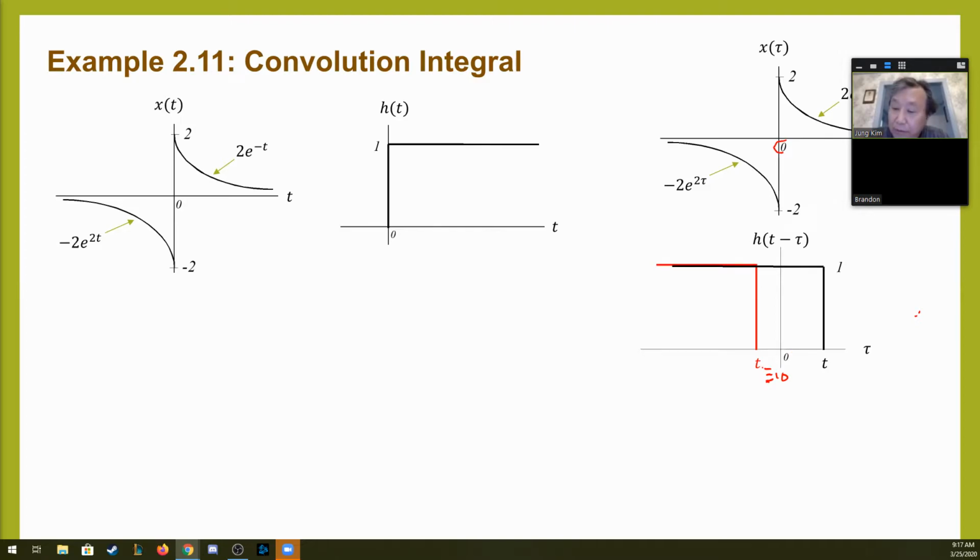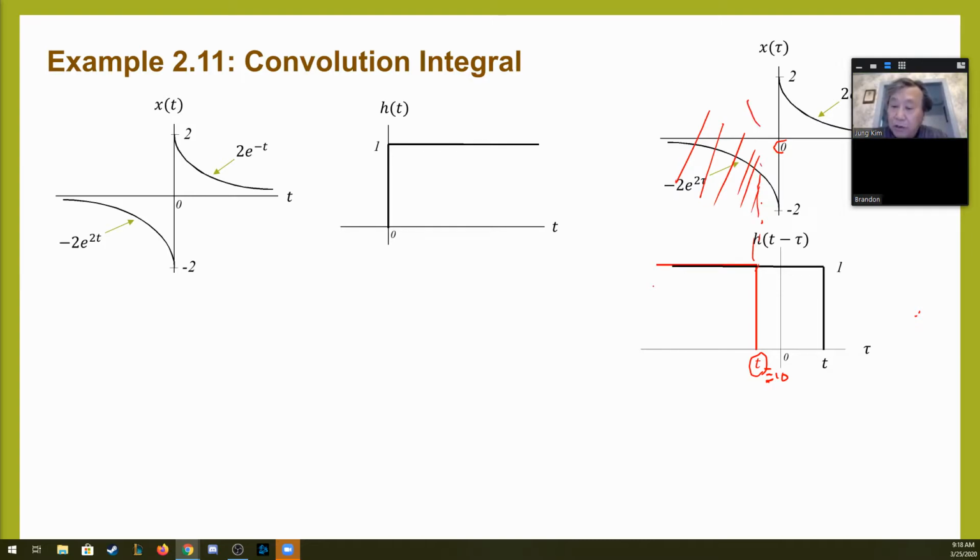So let's take the case where t is less than 0, meaning minus 1, minus 2, negative values, for example. In this case, the red line overlaps only this part. Do you understand this part? Yes, I get that.